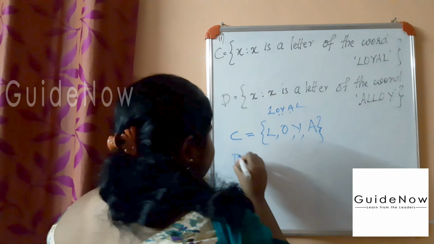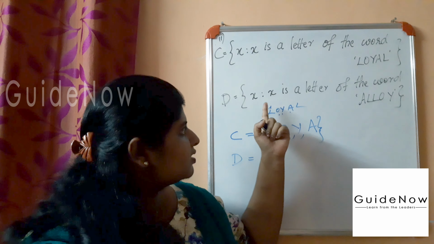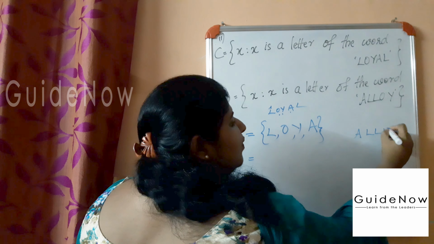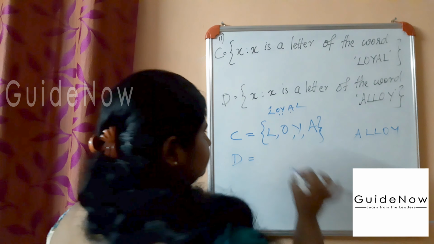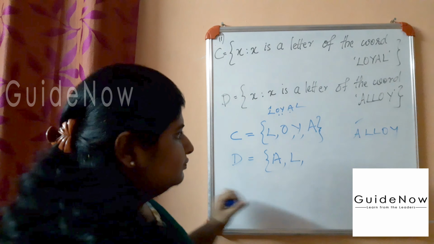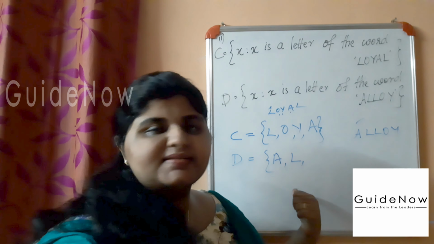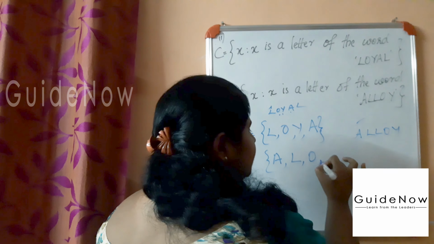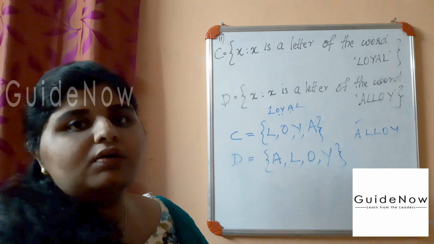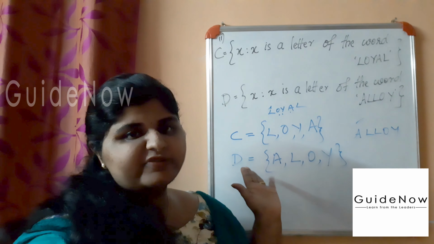Next you have to write set D in roster form. Here x is a letter of the word alloy. In alloy, A is there, then L is there, and L is there again, so no need to write it again, L is already written. Next O is there, next Y is there. This is set D in roster form. So this is the roster form for set C and set D.